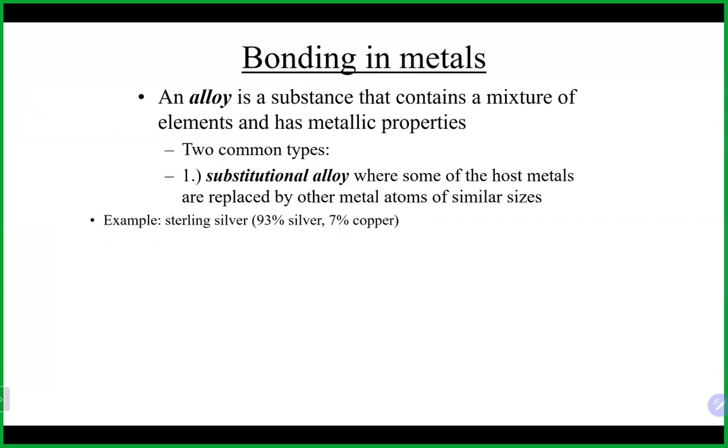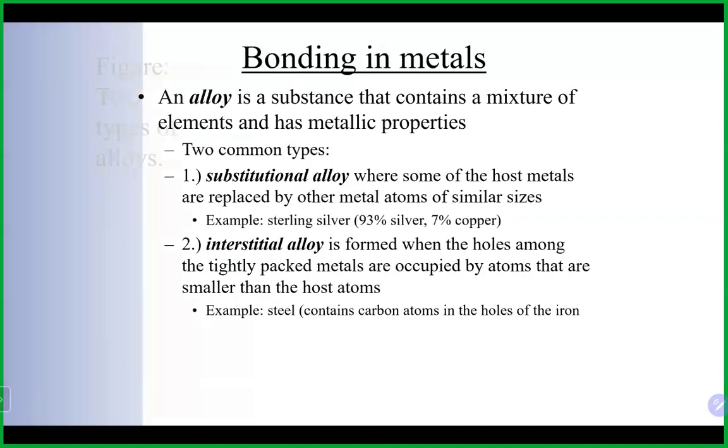Now, bonding in metals. There are a couple of different types of metals, and one is an alloy, which is a substance that contains a mixture of elements and has metal properties. There's a substitutional alloy, where the host metal is basically replaced by other metals of similar sizes. For example, sterling silver is mainly silver, but some of the silver atoms have been replaced with copper.